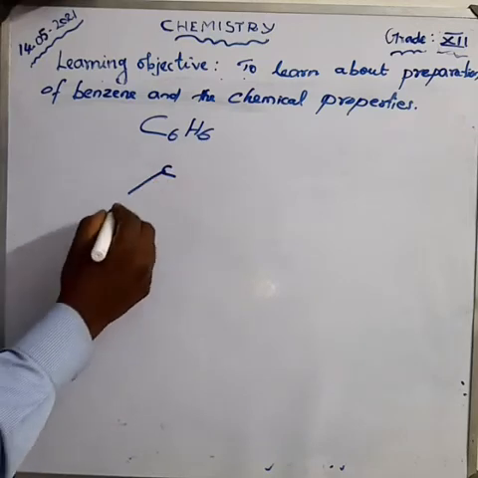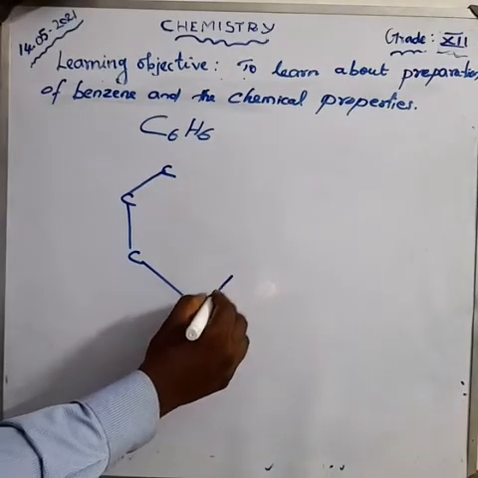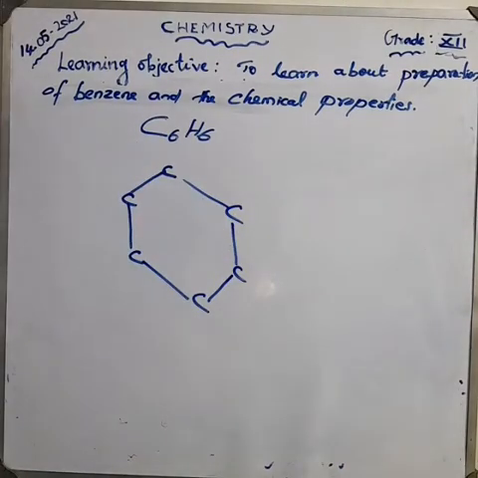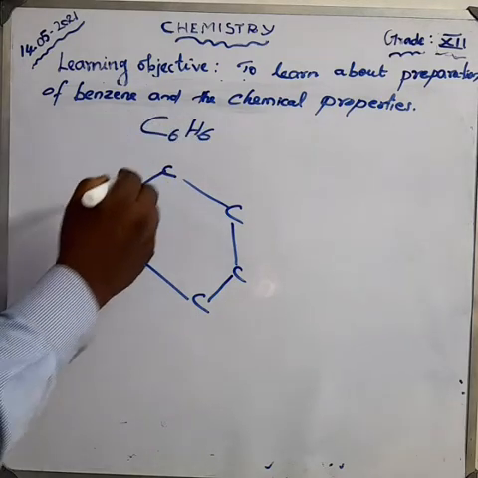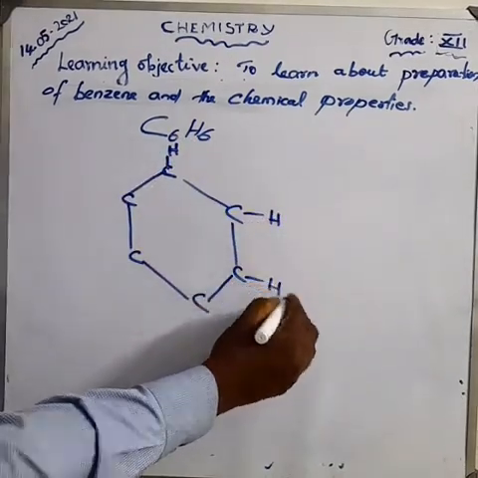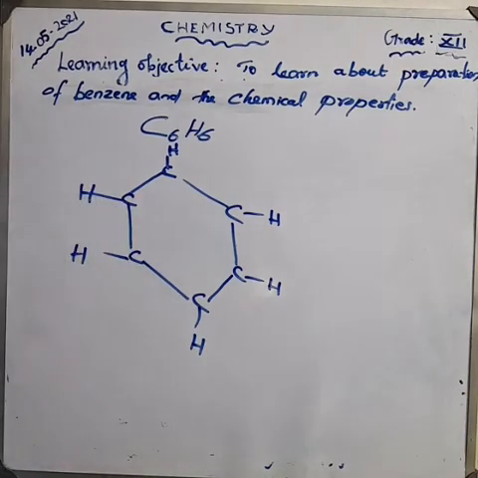Here we have carbon, carbon, carbon, carbon, carbon, carbon. So total how much carbon is there? 6 carbon. What about the hydrogen? They are also 6 hydrogen. Hydrogen, hydrogen, hydrogen, hydrogen, hydrogen, hydrogen. Total, there are 6 carbon and 6 hydrogen. So the formula of benzene is C6H6.